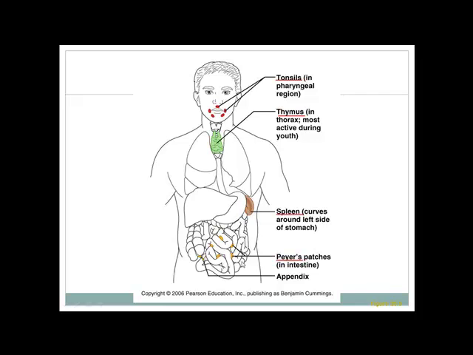Here's the spleen, which is kind of like a super huge lymph node. It'll be there filtering blood. And then we have our Peyer's patches. Peyer's patches are lymphatic tissue found throughout the small intestines. And then you have your appendix, which is once again lymphatic tissue hanging off of the large intestines.